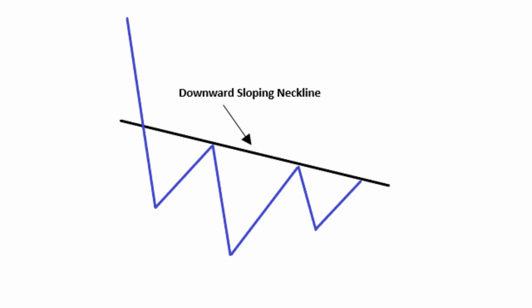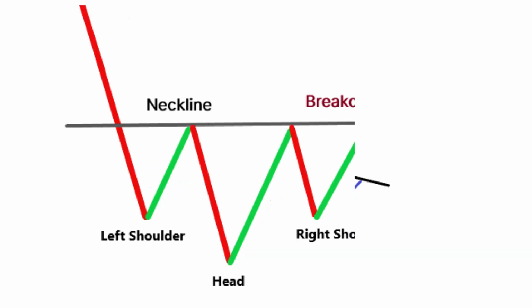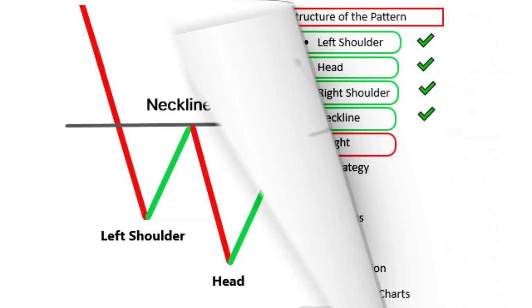A downward sloping neckline occurs when the peak of the right shoulder is slightly lower than the peak of the left shoulder. In this case, the price can move more easily while breaking the neckline, but it may face some difficulties before the breakout. The important thing is that, regardless of the slope of the neckline, the price must move above this line. When this breakout happens, the pattern is confirmed, and a strong upward movement usually begins.